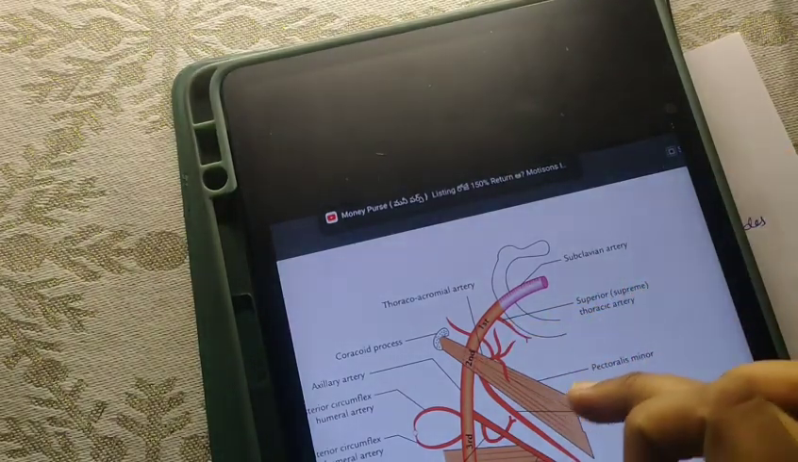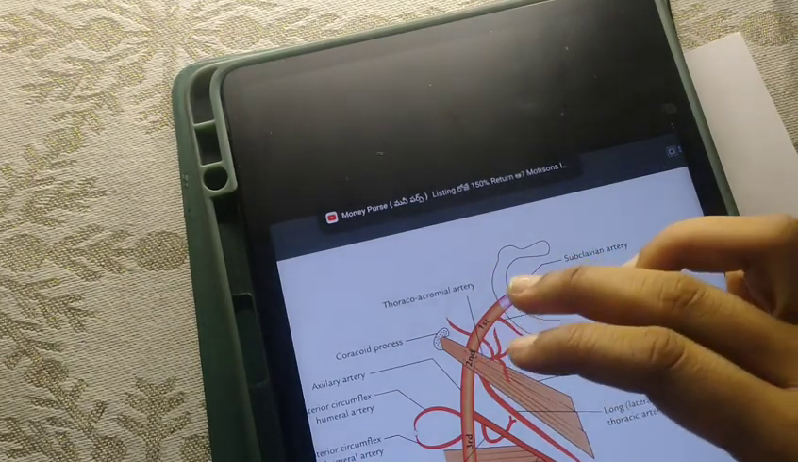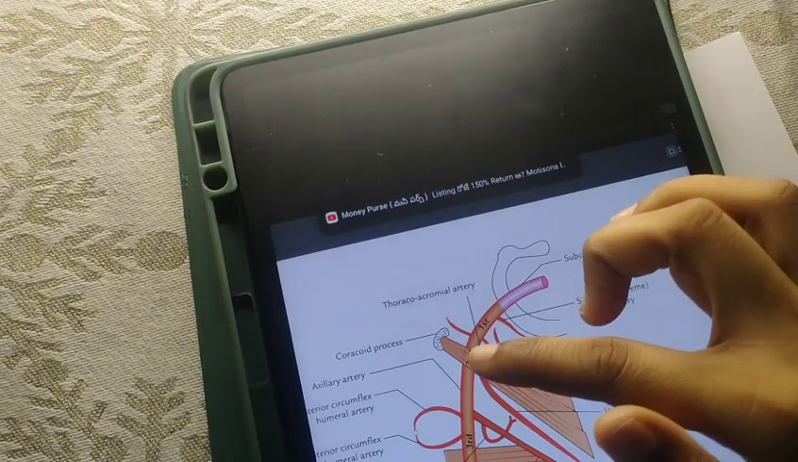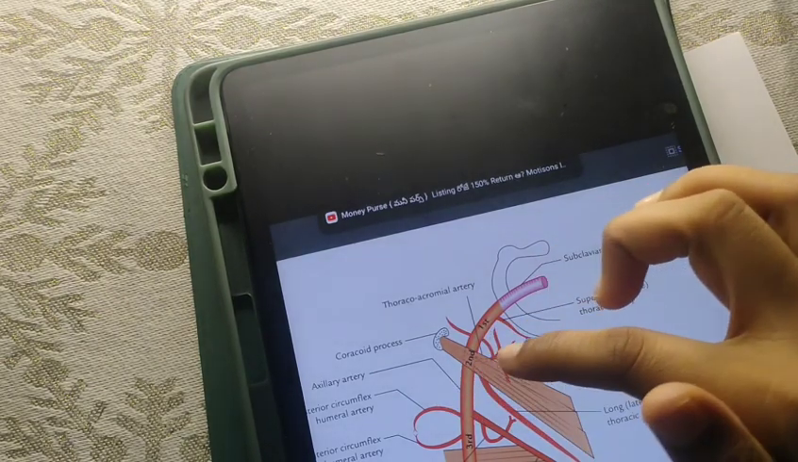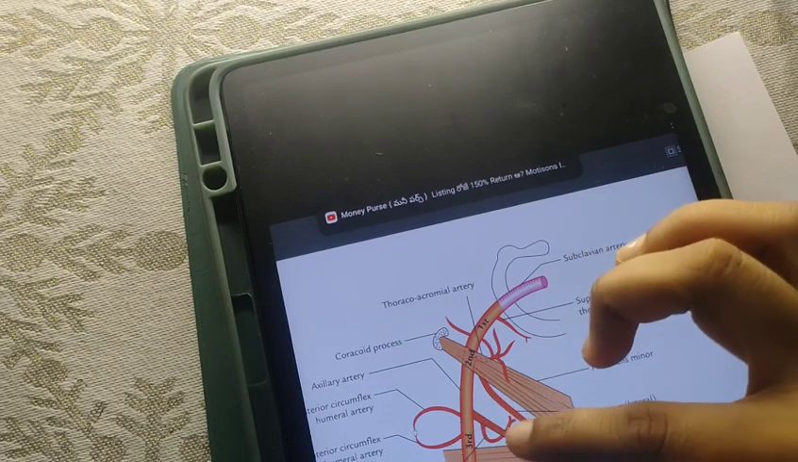As pectoralis minor muscle passes over the axillary artery, it divides the axillary artery into 3 parts. First part, which will be proximal to pectoralis minor muscle. Second part, which will be deep to pectoralis minor muscle. And third part, which will be distal to pectoralis minor muscle.